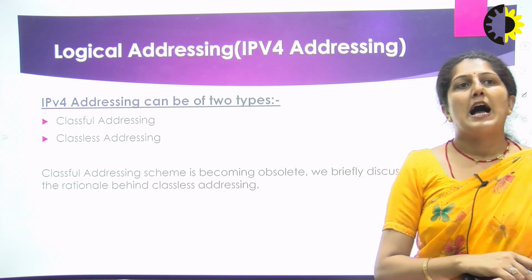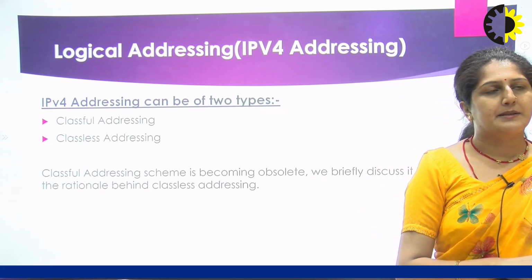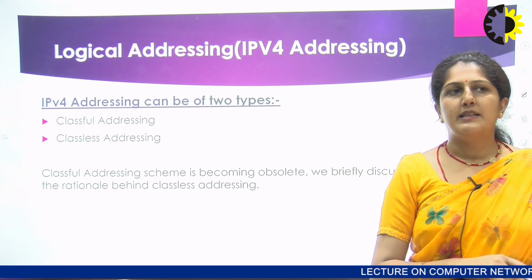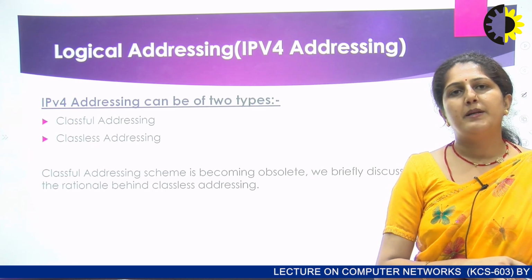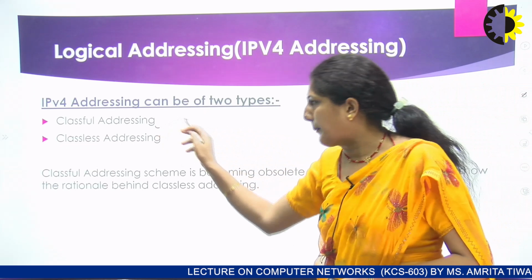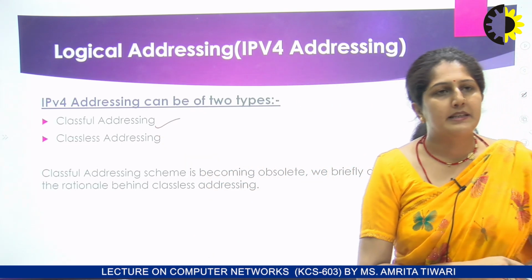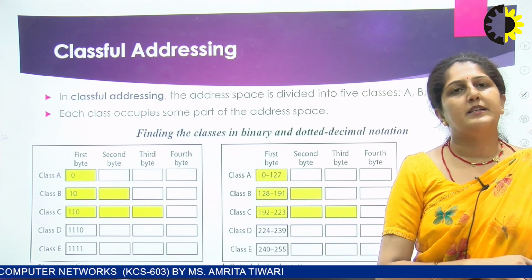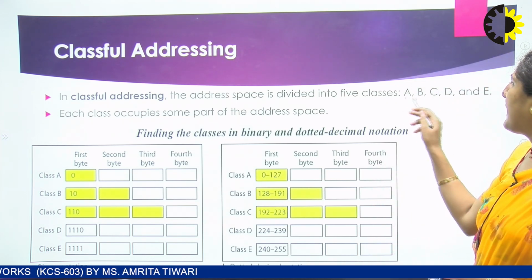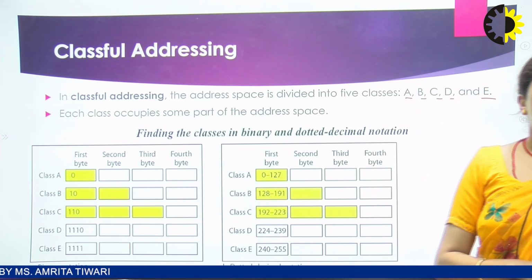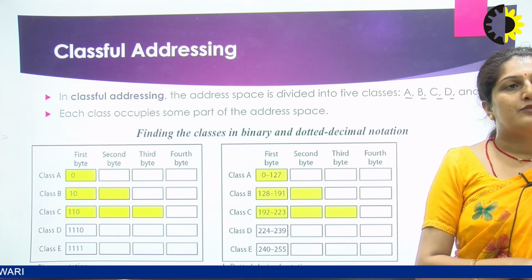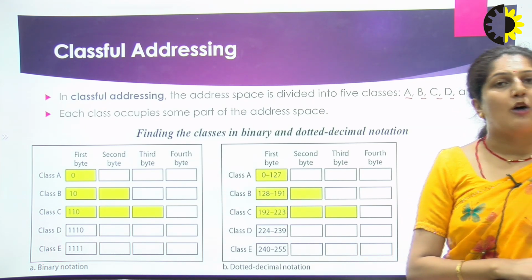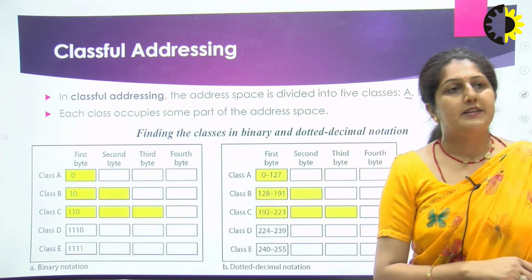So let us see what IP version 4 addressing, or logical addressing, is. In IP version 4, there are two types of addressing: classful addressing and classless addressing. Today we will be discussing only classful addressing. In classful addressing, the address space is divided into 5 classes: A, B, C, D and E. So let us understand the different classes and how you can denote them.